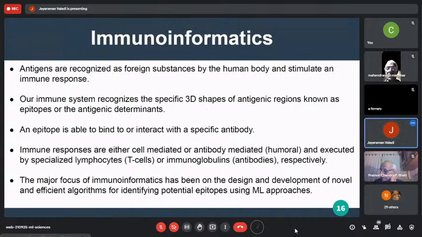So next we'll go to the applications of machine learning in immunoinformatics. Antigens are recognized as foreign substances by the human body, and they stimulate an immune response. Our immune system recognizes the specific 3-dimensional shapes of antigenic regions of foreign bodies, which are known as epitopes, and these are the antigenic determinants. An epitope is able to bind to or interact with a specific antibody of our host cells.